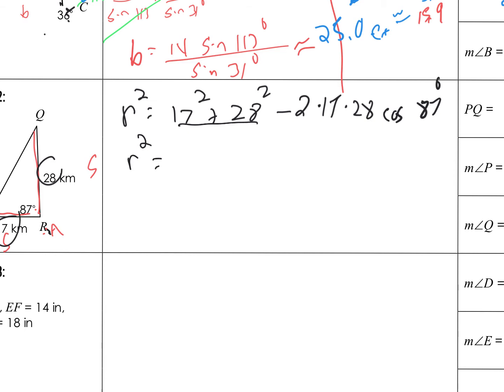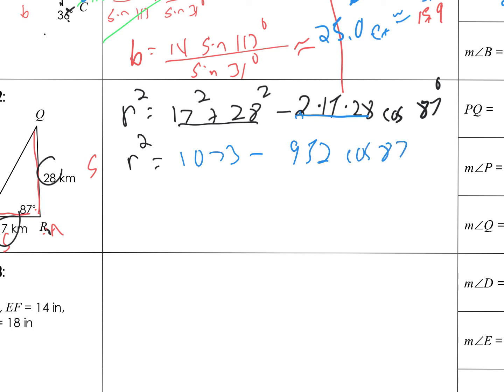17 squared plus 28 squared, anybody? 1,073. Minus, while you're at it, could you tell me what 2 times 17 times 28 is? How much? 952. And then I'm going to bring down the cosine of 87 just for now, okay?